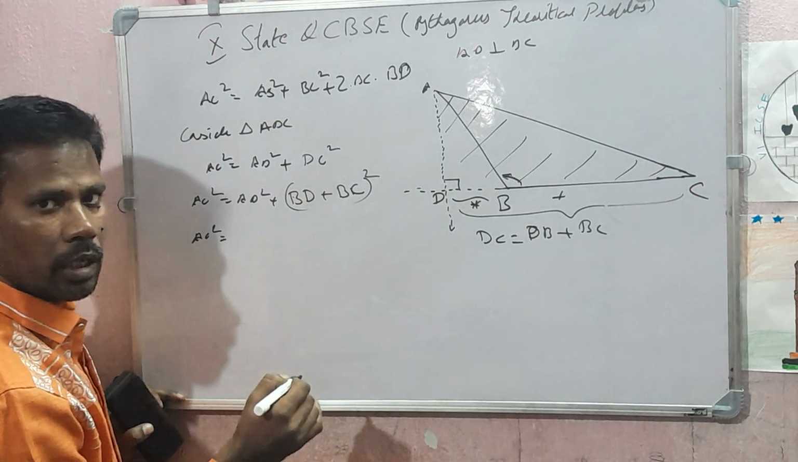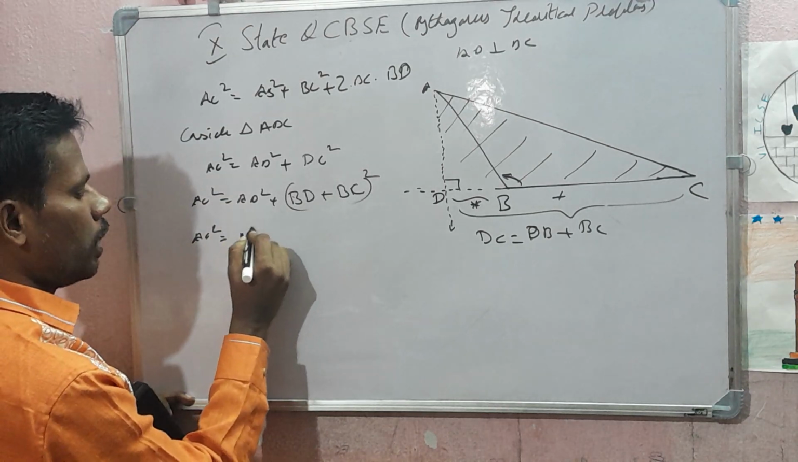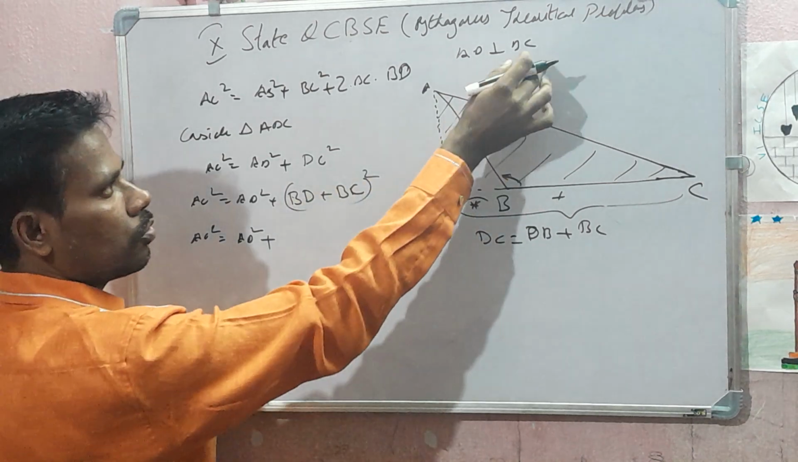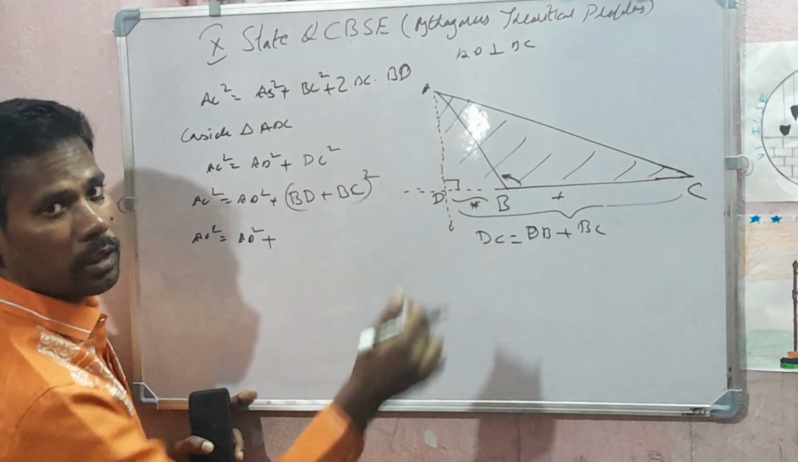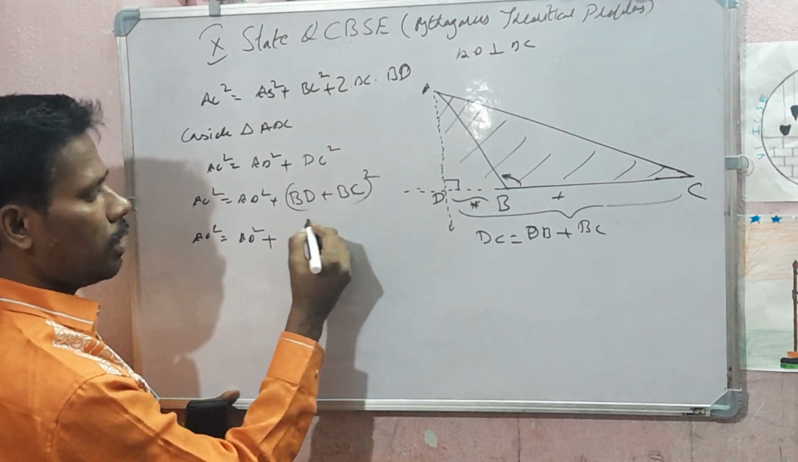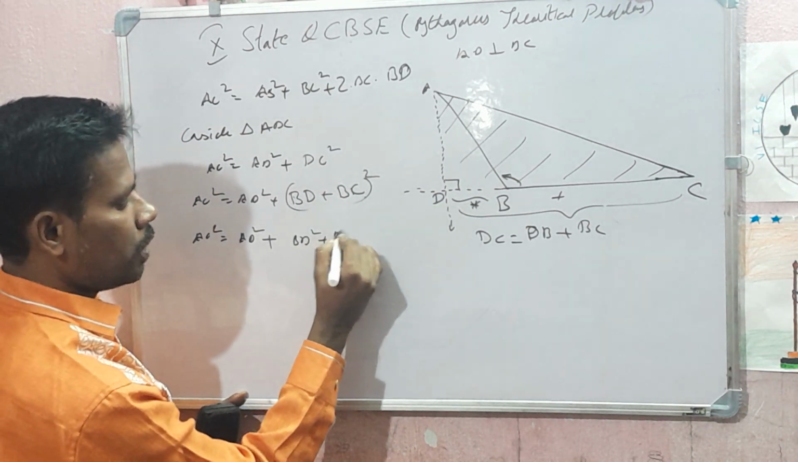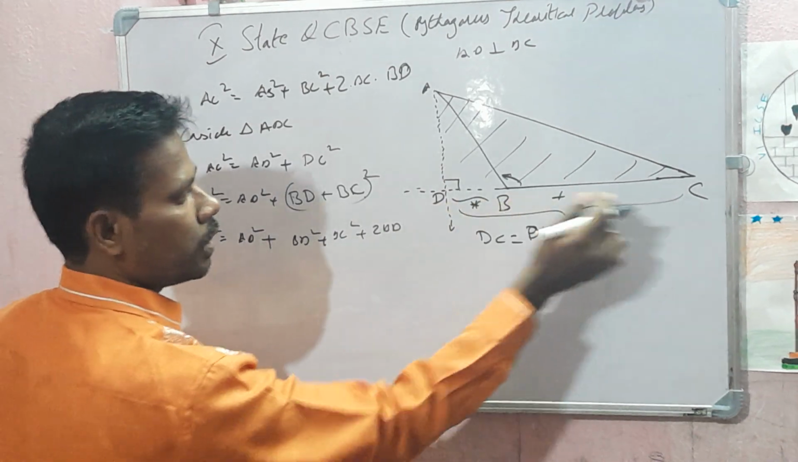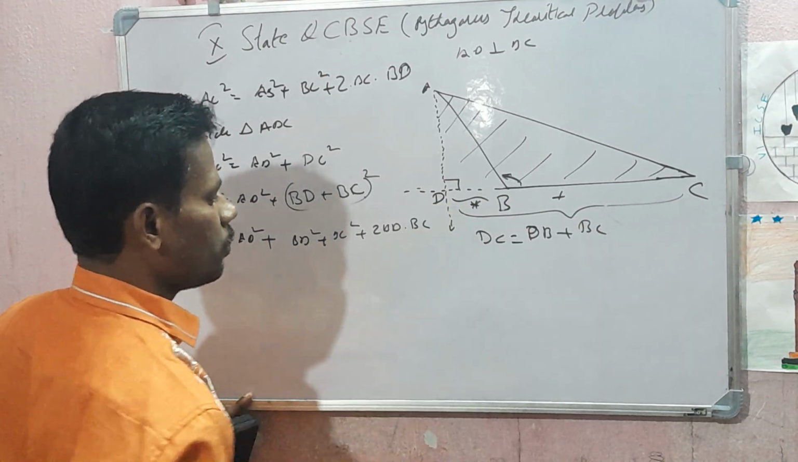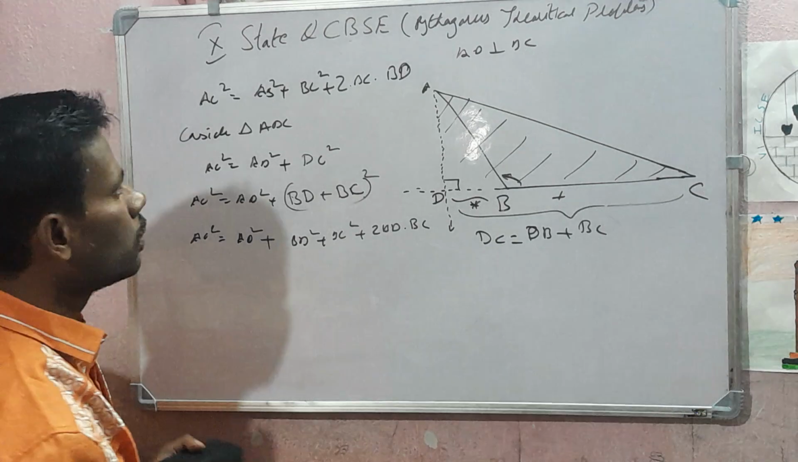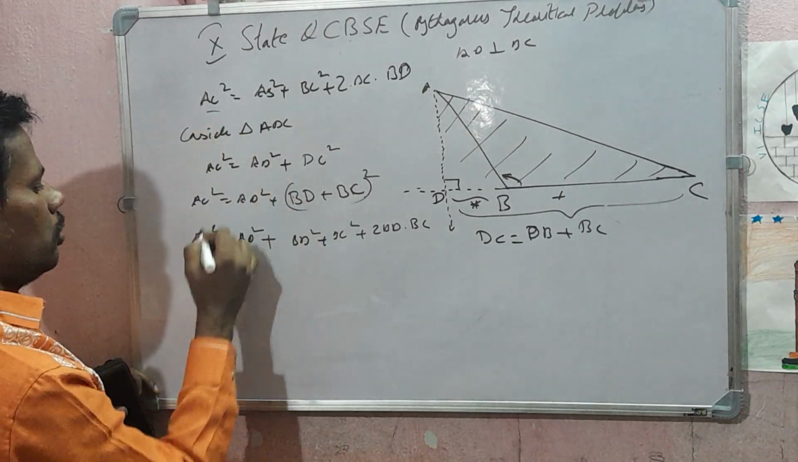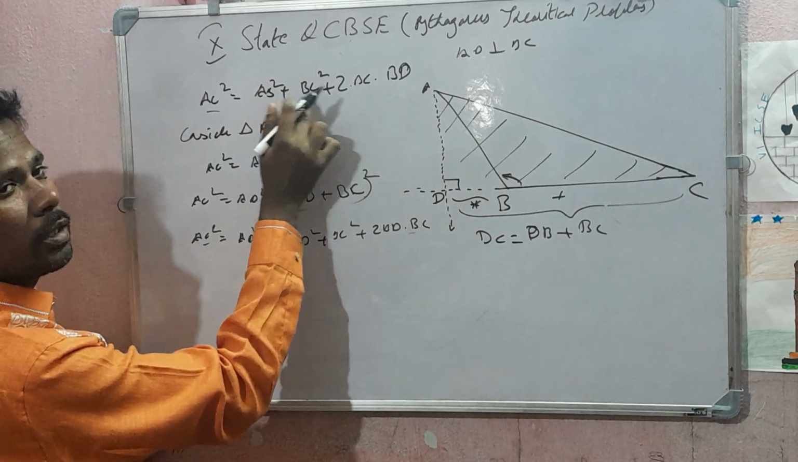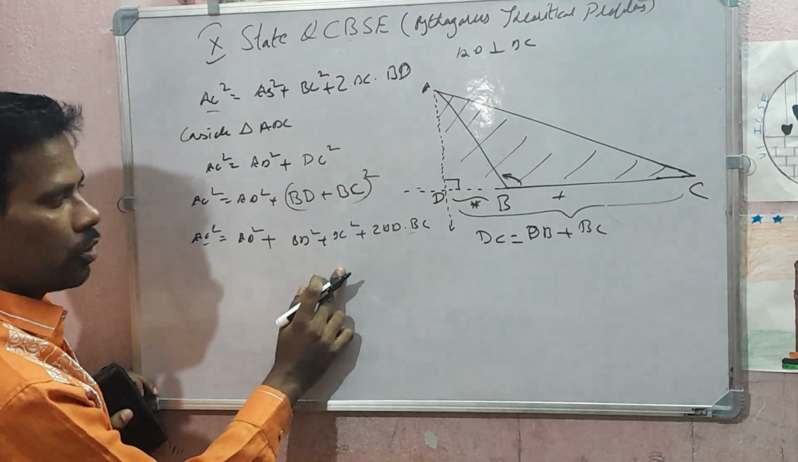So now we need A plus B whole square. I told you in the beginning of the class, you just need to know A plus B whole square, A minus B whole square, and simple addition and multiplication, that's it, to do these Pythagoras theoretical problems for State and CBSE. AC square is AD square plus A square plus B square plus 2 times BD into BC. Now you can see 2 times BC into BD is already there, so the only thing we need is AB square plus BC square.